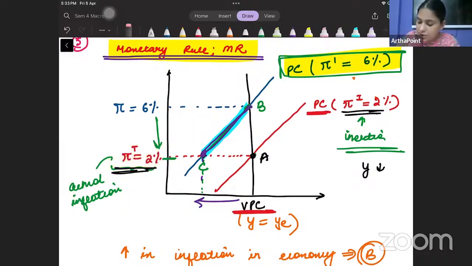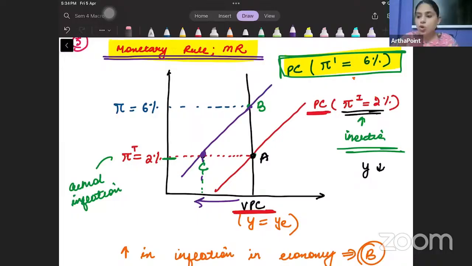Now the second thing that you can go ahead and do is you can go from point B to a point like F. Now, when you go from point B to a point like F, आपने अपने output को थोड़ा सा कम किया. हाँ, at point B you had the full employment level of output. You came to point Y1, आपने अपने output को कम किया. And when you brought your output down, the actual inflation in the economy also came down to 5%.